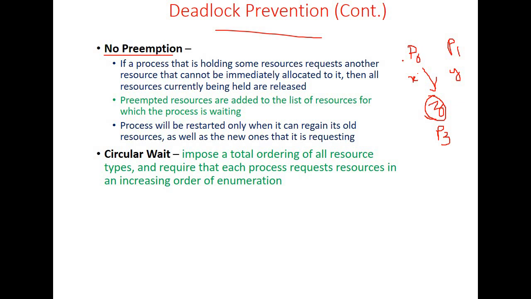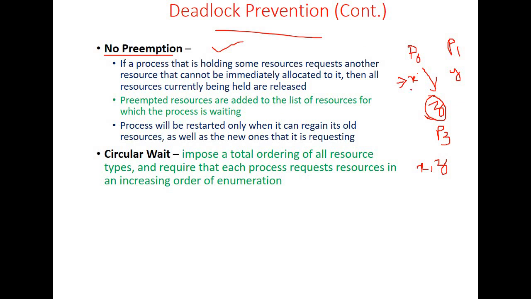So then what happens according to no preemption? P0 should release X because P3 is holding Z. It cannot be immediately granted to P0. So therefore, P0 cannot request Z. It can request Z only after releasing X. Then again P0 has to request X and Z together. That is no preemption.